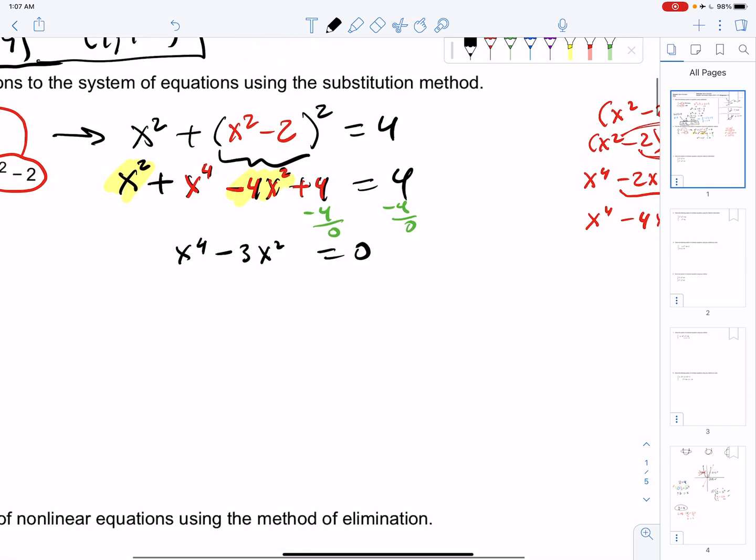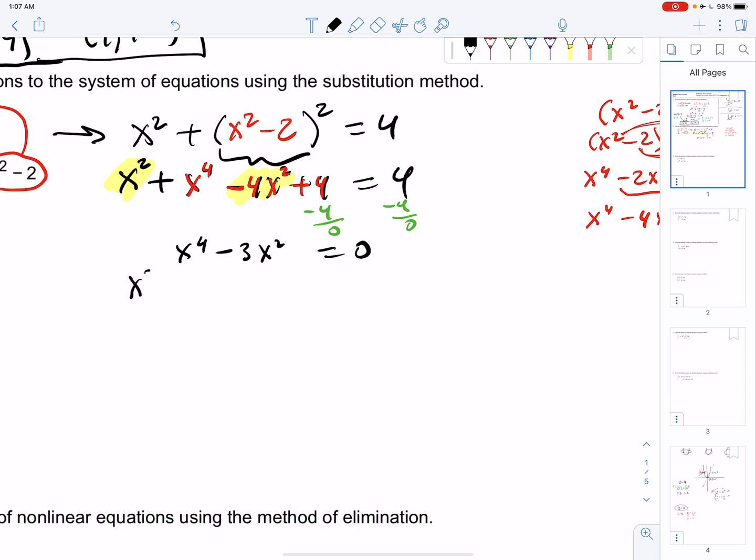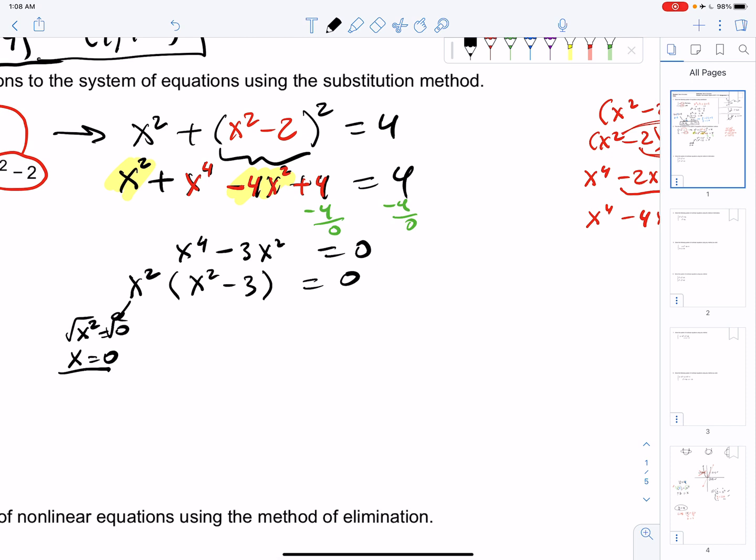And so now how do we solve that? Well, we do it by factoring. And I do see a common x squared that I'm going to factor out. That's going to leave me with x squared times the quantity x squared minus 3 equals 0. Okay, so now what do I do? Well, I set this factor equal to 0, and you square root both sides. You're not going to have a plus or minus 0. It's just 0. So there's one of my x values.